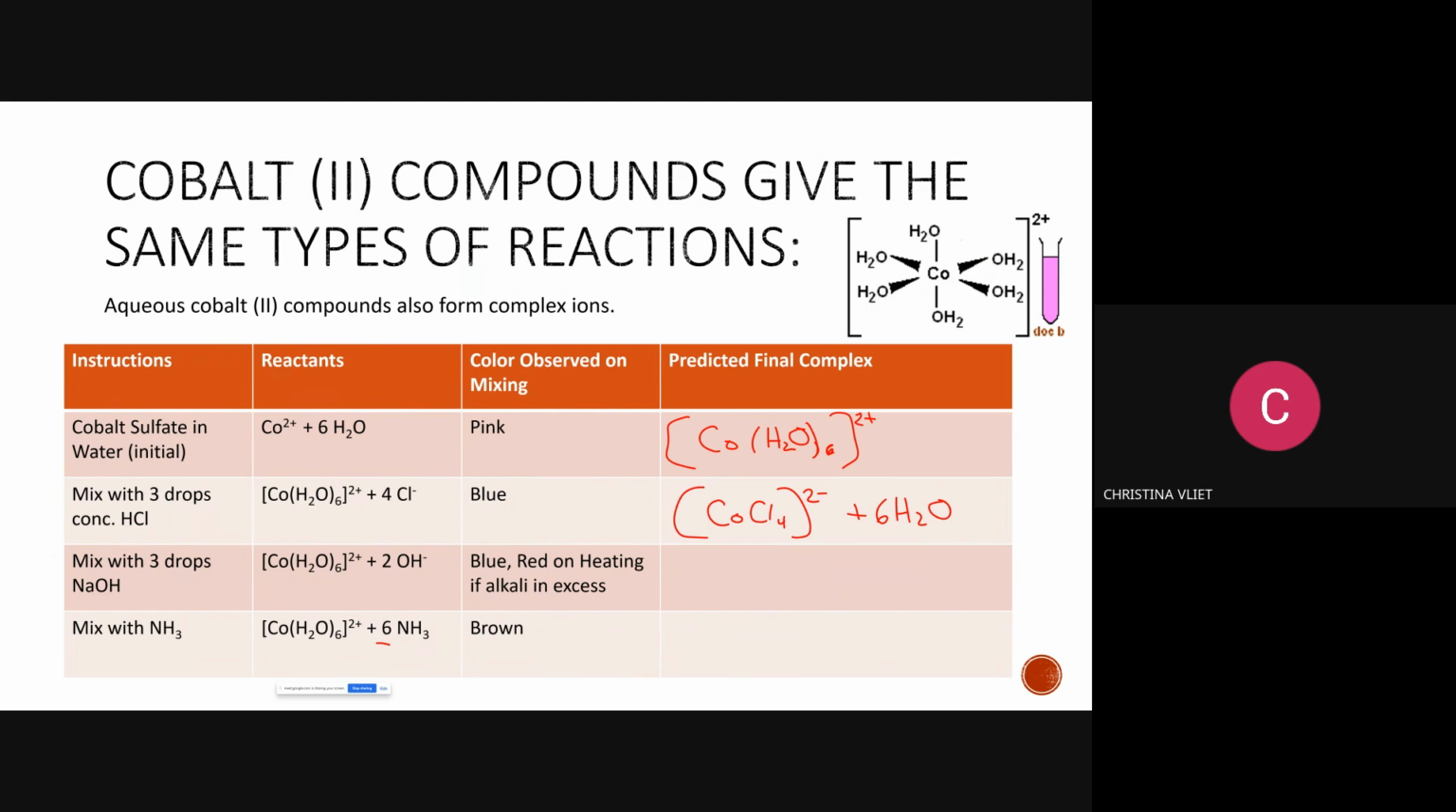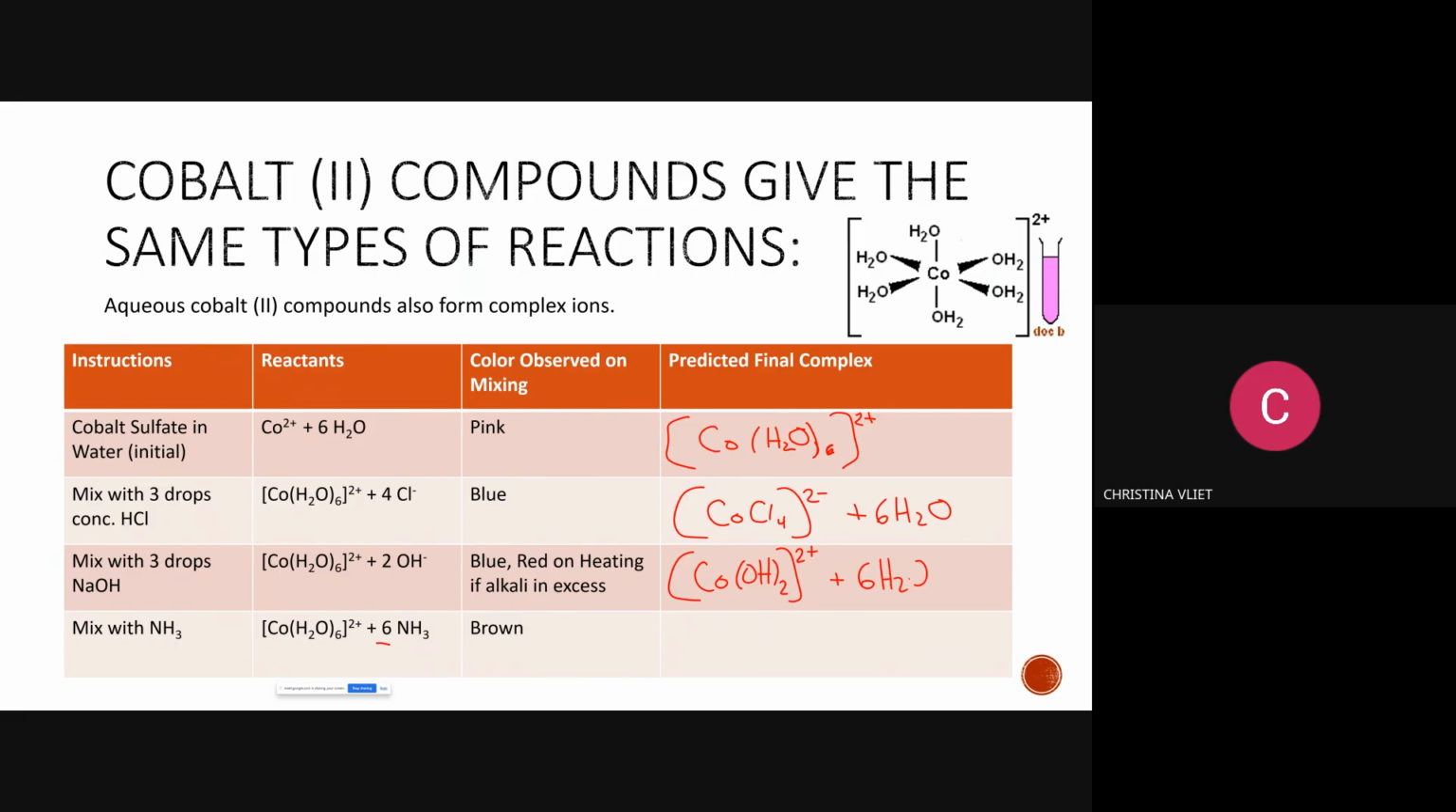Last year, we did not get the second result. Not sure if we heated it up enough or not. I saw a note in the textbook that if you mix this with NaOH, you get blue. But apparently, if you heat it and your alkali is in excess, you should get red. You can test it on Thursday and see if you get it. But you'll definitely get the blue from the first part. And so this would be Co(OH)2, with the coordination shells, then 2+ charge, plus 6H2O.